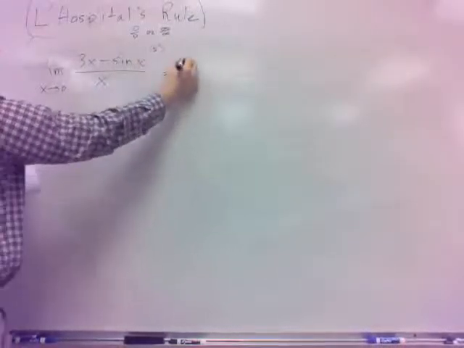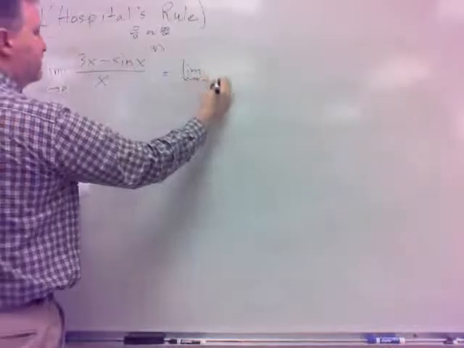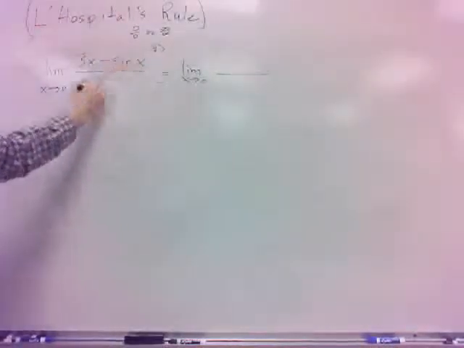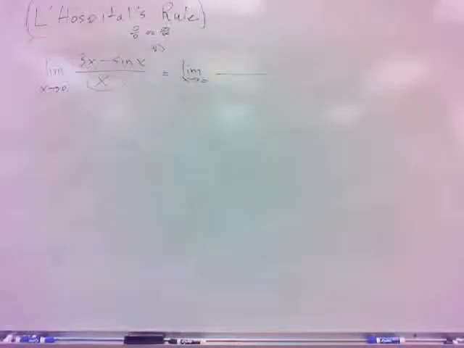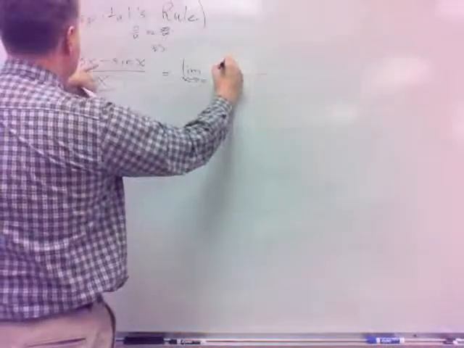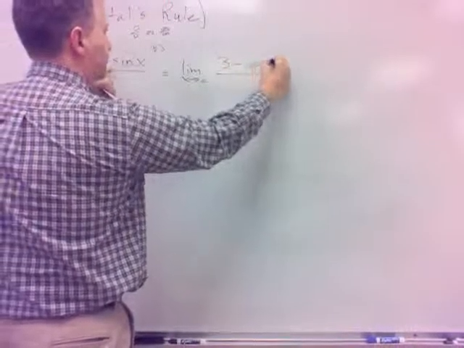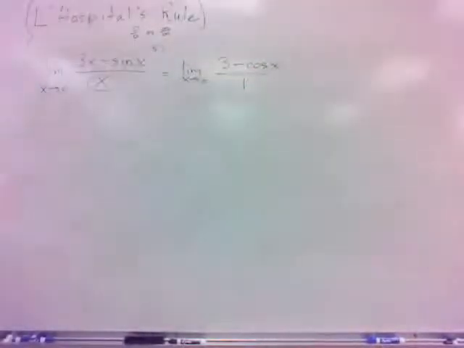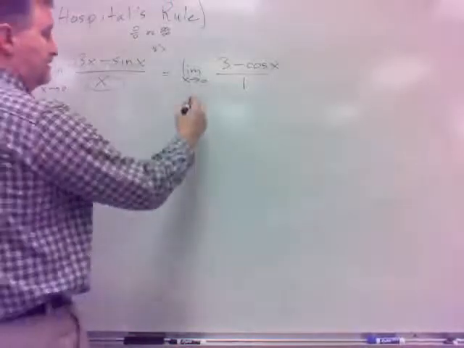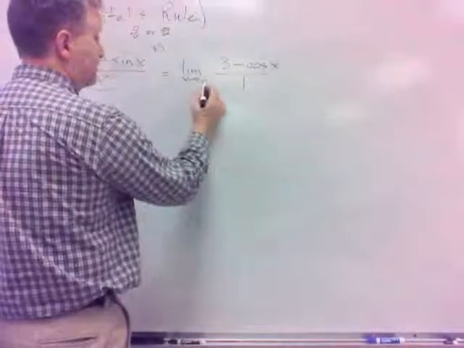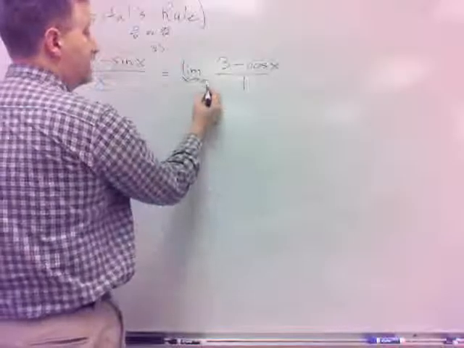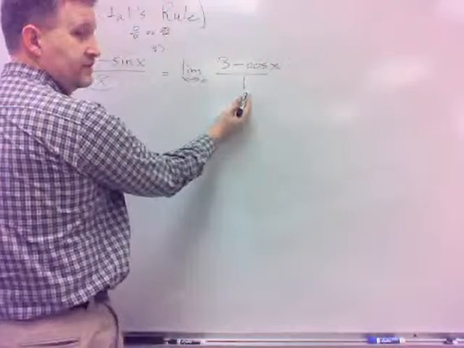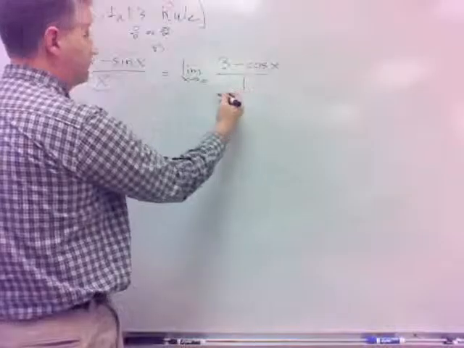So by L'Hopital, I can say this is the limit as x approaches 0. I do the derivative of the top, derivative of the bottom. So the derivative of the top would be 3 minus cosine x, over 1. If we do that, a lot of times it gets us down to a form we can evaluate. Can I evaluate this limit? Yes, because I'm no longer indeterminate.